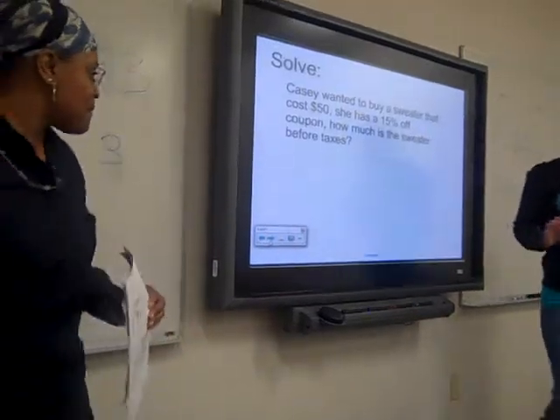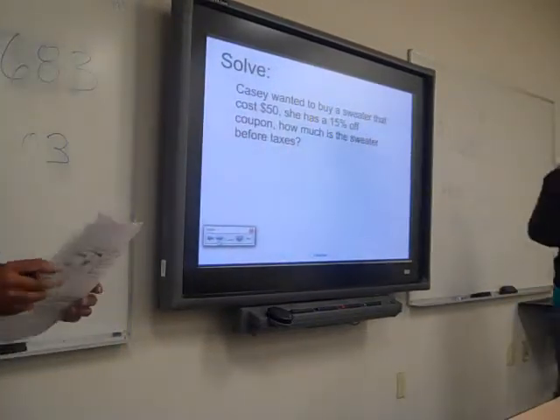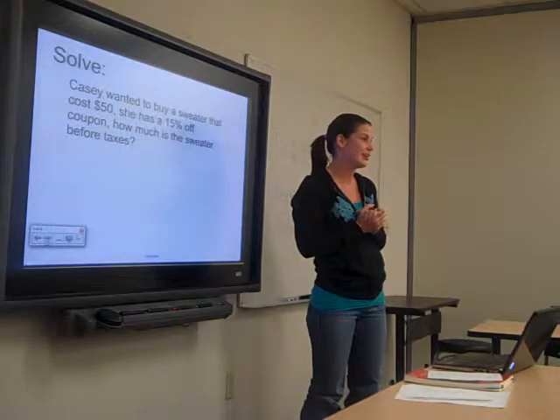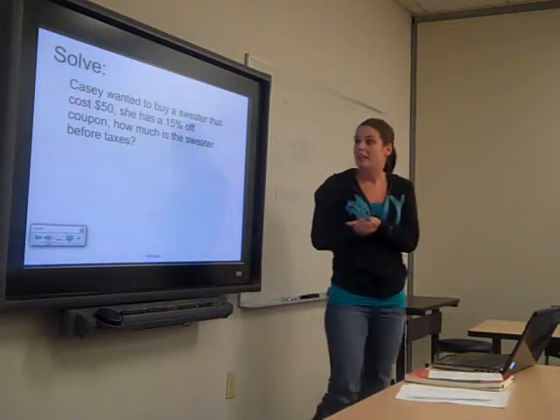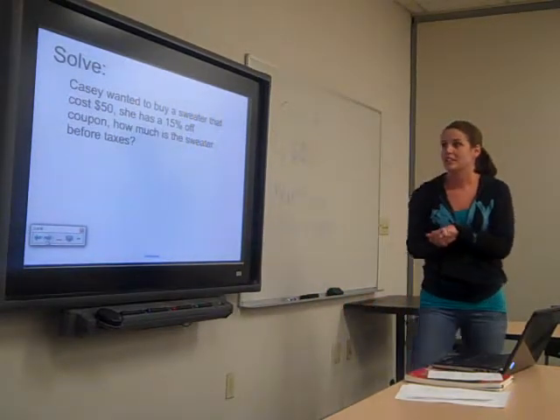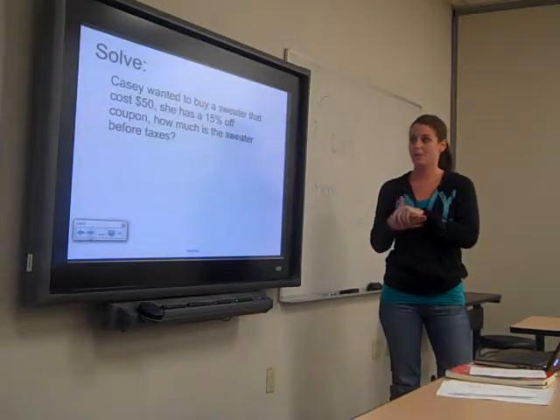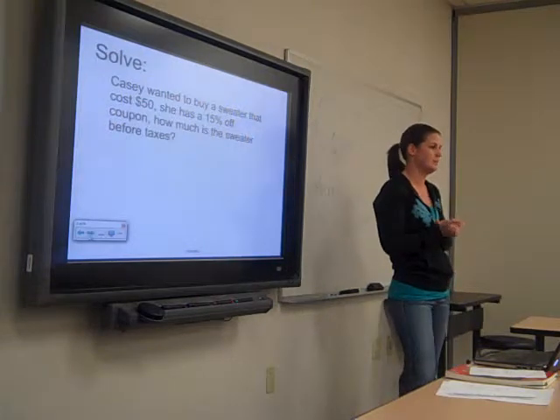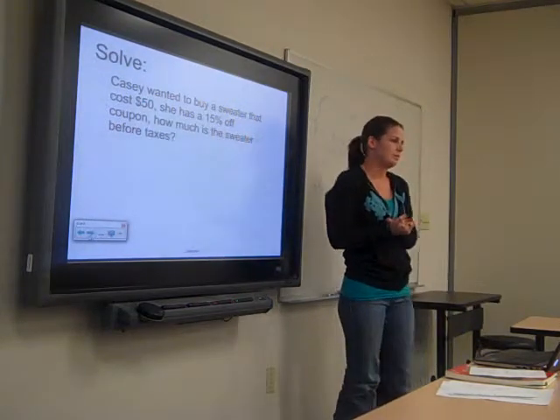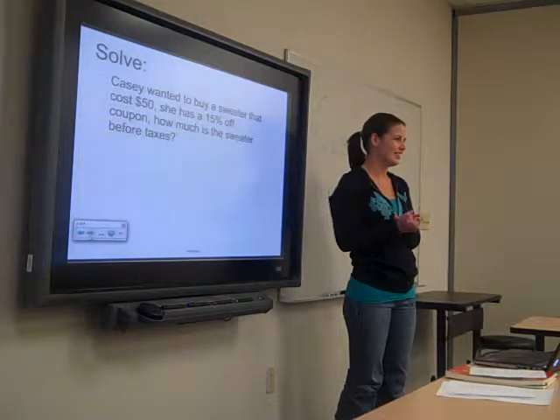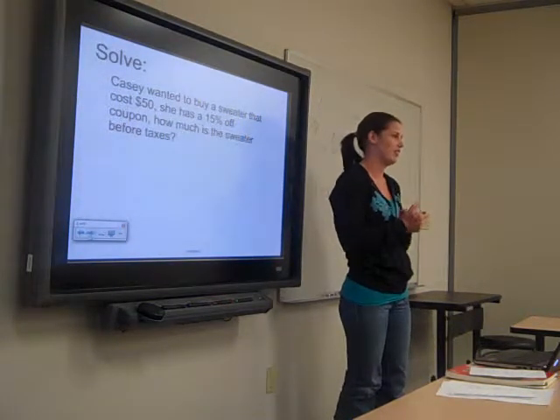Okay. So we started with a problem. Basic problem that all of you should be able to solve, so I'm going to ask you all to solve this problem. Casey wanted to buy a sweater that cost $50. She has a 15% off coupon. How much will the sweater cost before taxes? You get $42.50. Okay, now how did you get that answer?